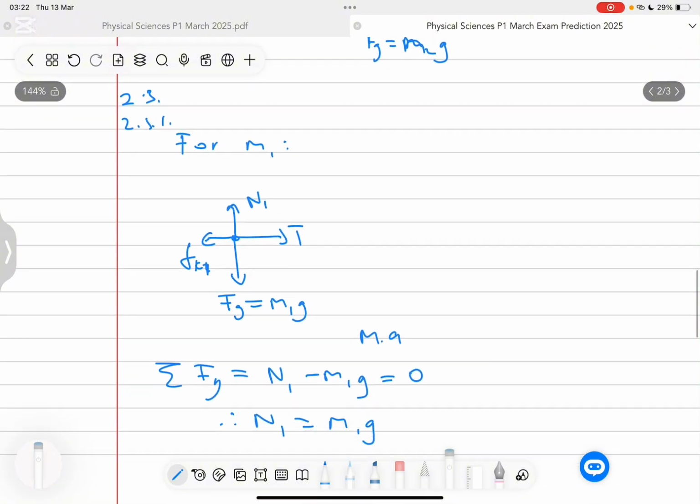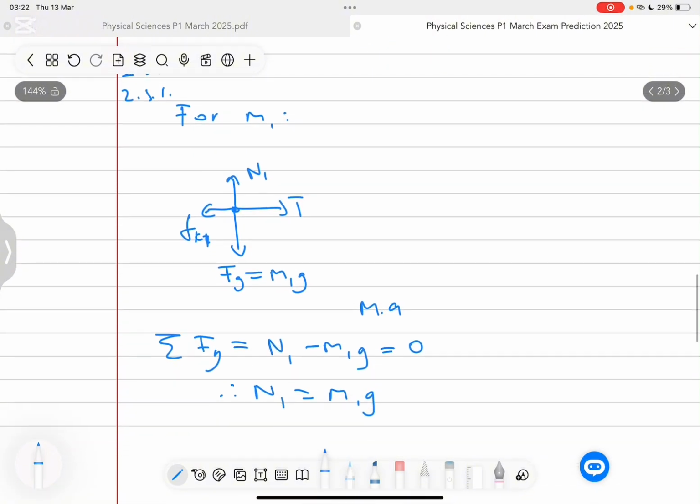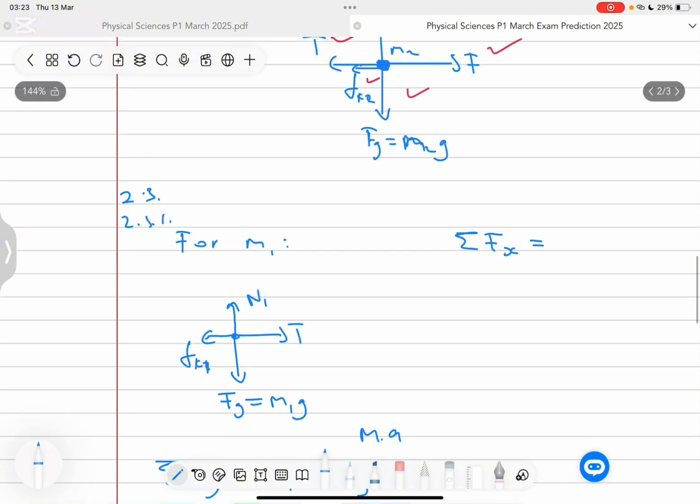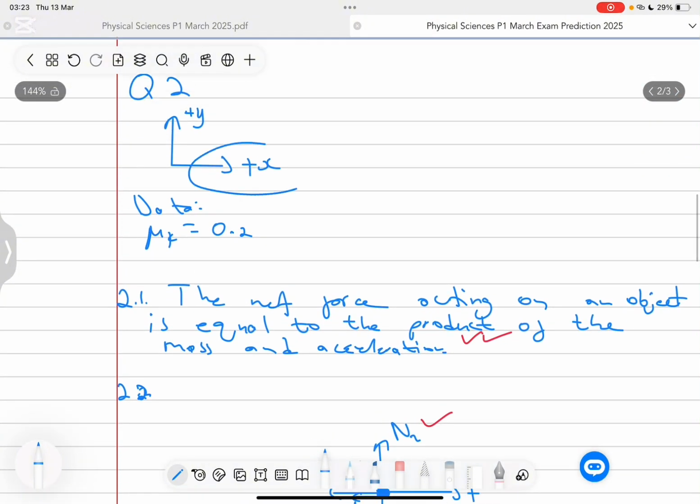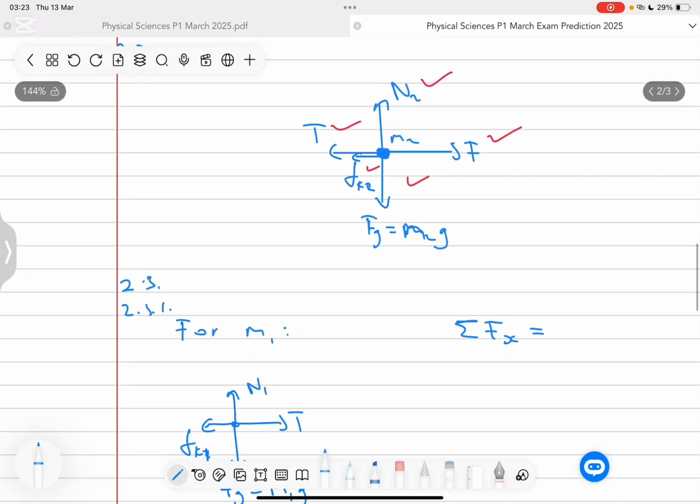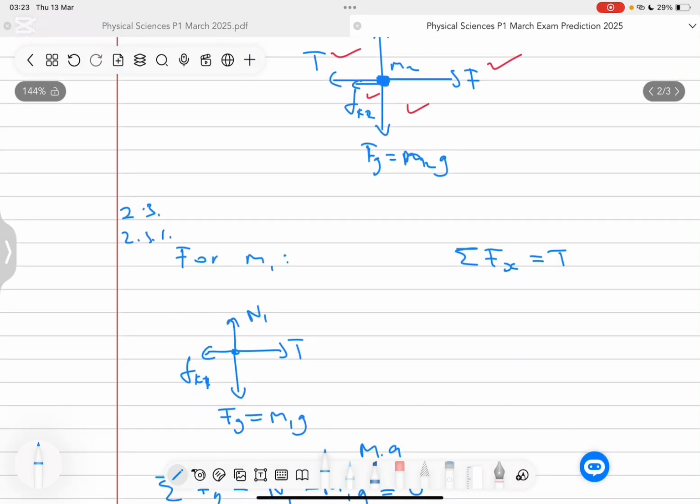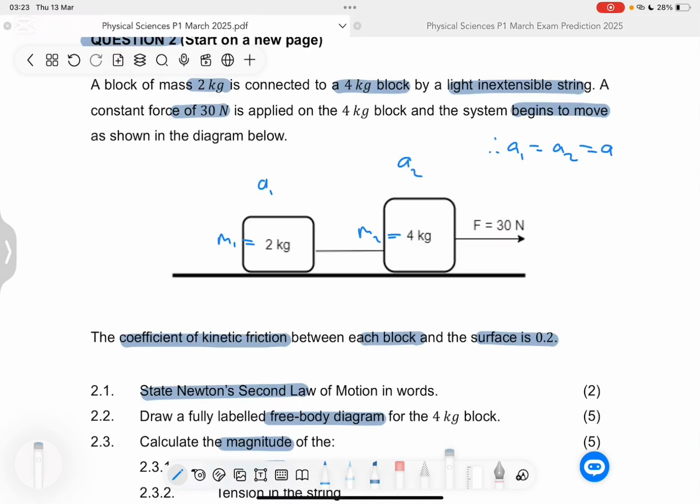Now with this information, I can look at the net force in the x direction, which will be given by the tension going in the positive direction, because we said anything that goes to the right is positive. So I'll firstly have T, which is positive, and I'm going to subtract Fk1. And this is equal to the mass of 1 times its acceleration. We said this acceleration, we'll call it A.